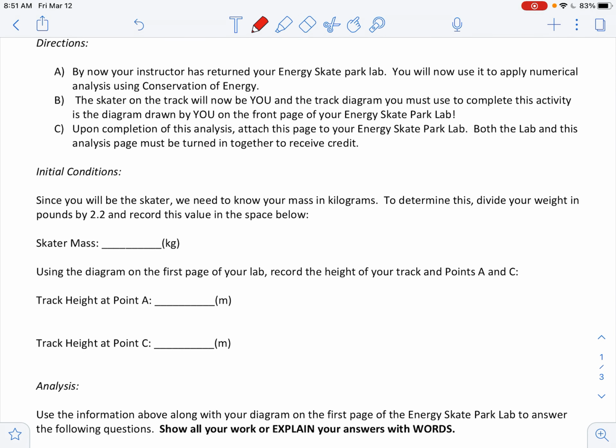Okay, so you're supposed to compute your mass in kilograms by taking your weight in pounds and dividing by 2.2. Okay, so just to keep this simple, all right, 100 kilograms.